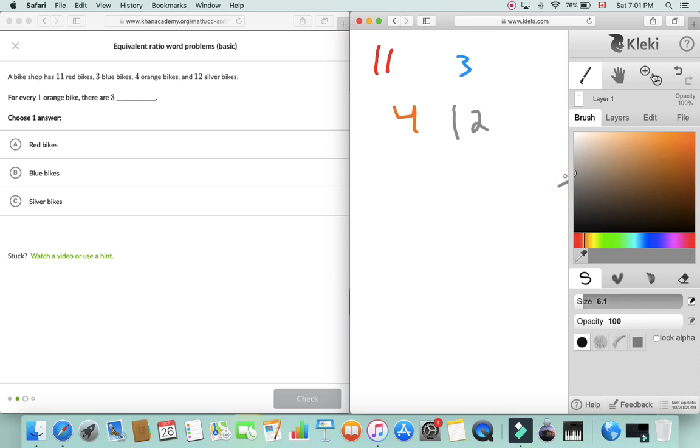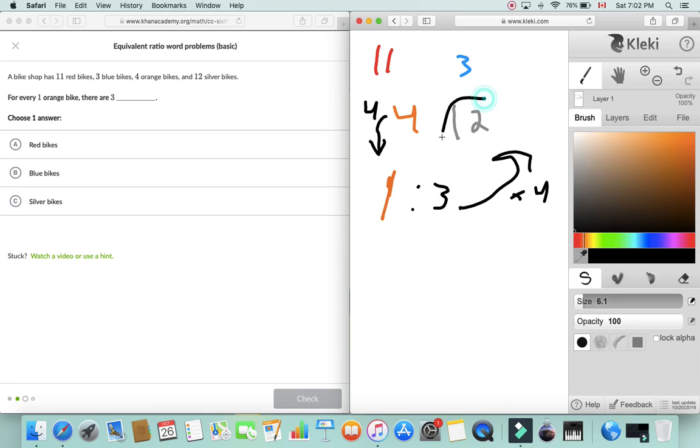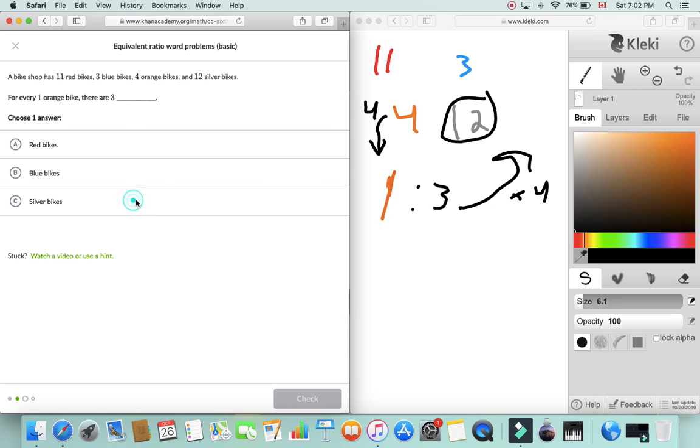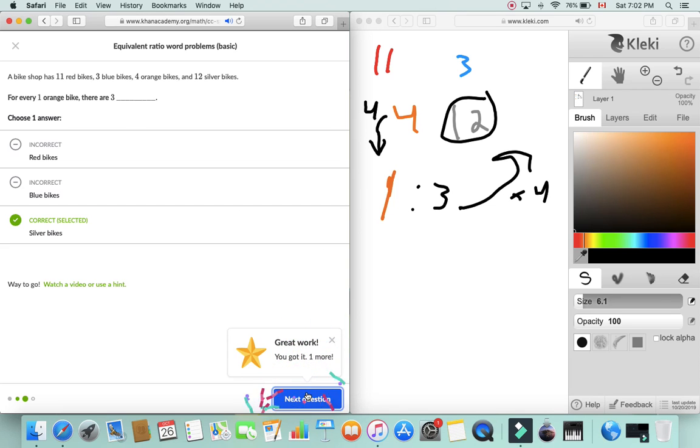For every one orange, there are 3 what? So for the orange, we divide it by 4, right? So it's 3 what? So we have to times 4, reverse operation, times 4. And that gives us 12. And it's this answer. 12 silver bikes. Let's go! Yes!